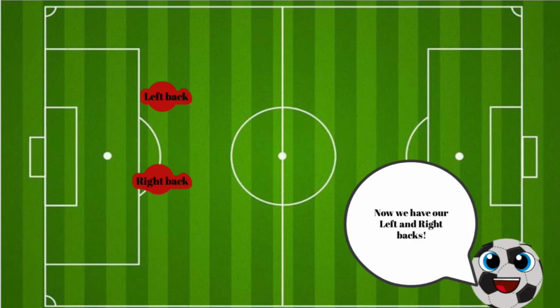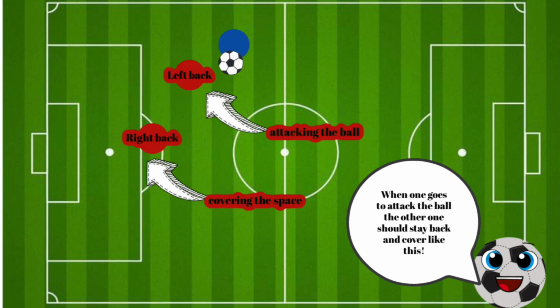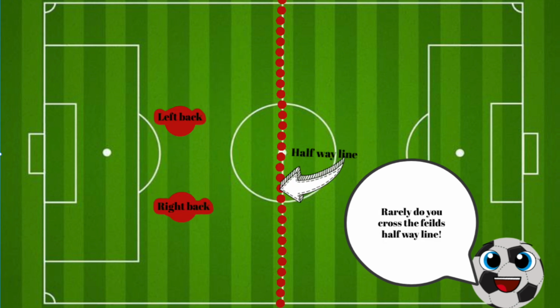Now we have our left and right defensive backs. You two should always be aware of each other and mostly cover your side of the field. When one goes to attack the ball, the other one should stay back and cover like this. Rarely should you cross the field's halfway line.